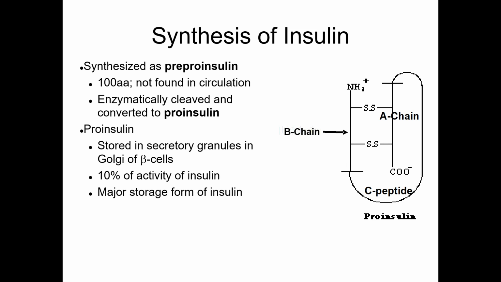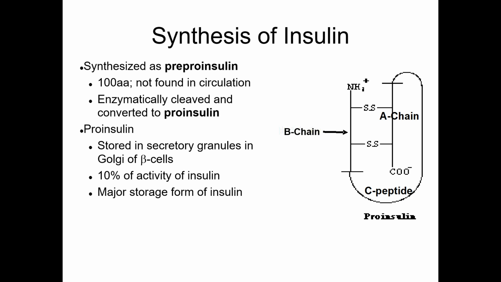The synthesis of insulin is important to make note of because some of the defects when we talk about diabetes mellitus have to do with errors in the synthesis of insulin. So it is synthesized as pre-proinsulin. It's enzymatically cleaved and converted to proinsulin. Proinsulin is then stored in secretory granules in the Golgi of the beta cells.